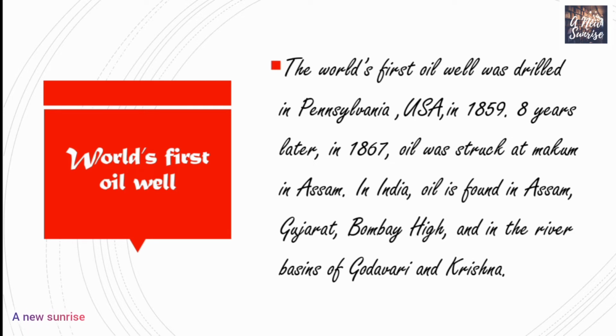Next topic is world's first oil well. The world's first oil well was drilled in Pennsylvania in USA in the year 1859. 8 years later, in 1867, oil was struck at Makum in Assam. In India, oil is found in Assam, Gujarat, Bombay High, and in the river basins of Godavari and Krishna.